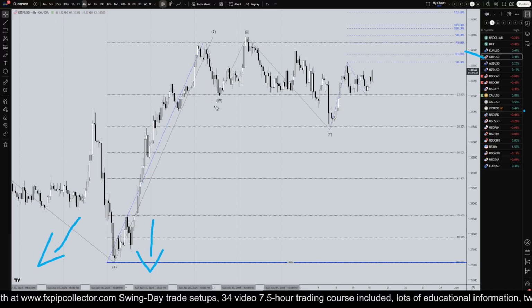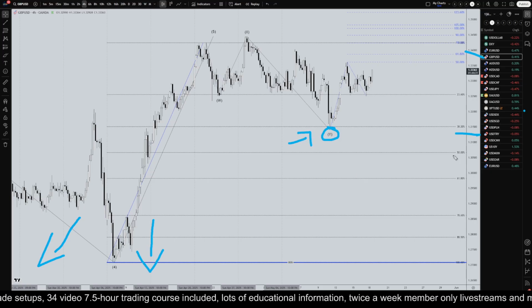So anyways, if you've been keeping up with my videos, you know that I think this is possibly the end of a pullback right here, right at the 38% fib. I think it's a WXY. It looks like three waves down, three waves up, three waves down. So a 333 WXY.